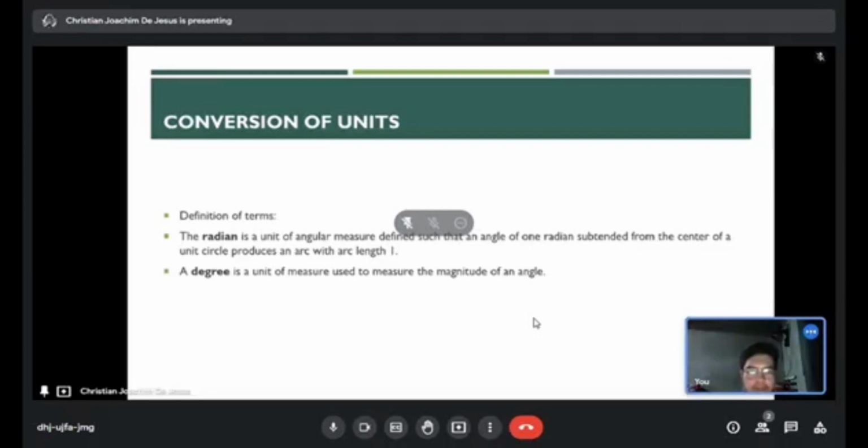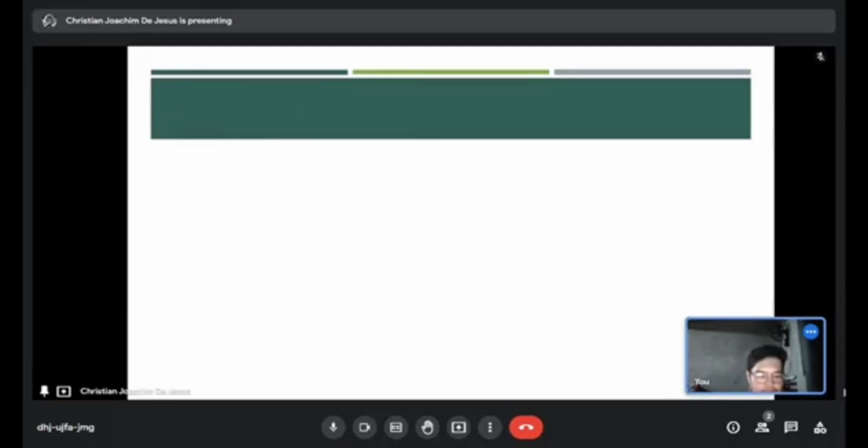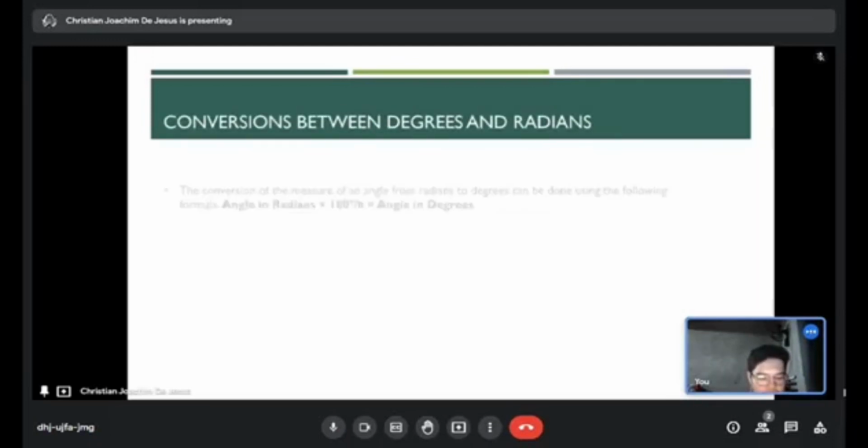Conversion of units. Definition of terms. The radian is a unit of angular measure defined such that an angle of 1 radian subtended from the center of a unit circle produces an arc with arc length 1. A degree is a unit of measure used to measure the magnitude of an angle. Conversions between degrees and radians, and vice versa.